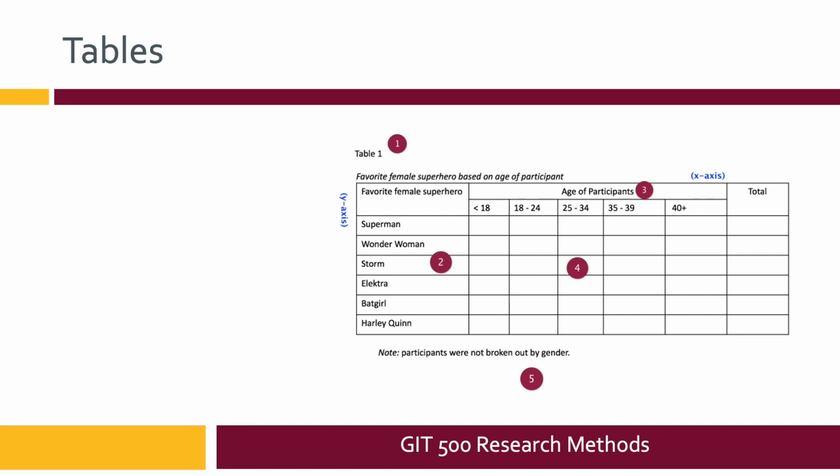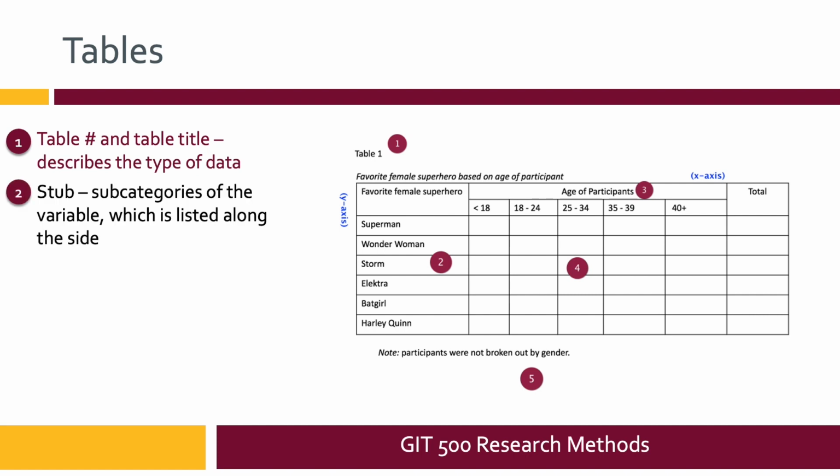Tables have a very specific format, so I'm going to quickly go through that. First thing a table needs is a table number and then the table title, which describes the type of data. So in this example, Table 1 is the table and number, and then below it with an extra space between, you see favorite female superheroes based on age of participant, italicized. That is the way to format that.